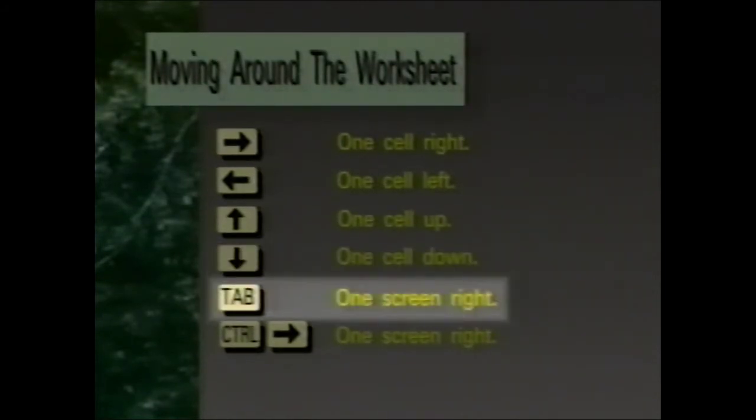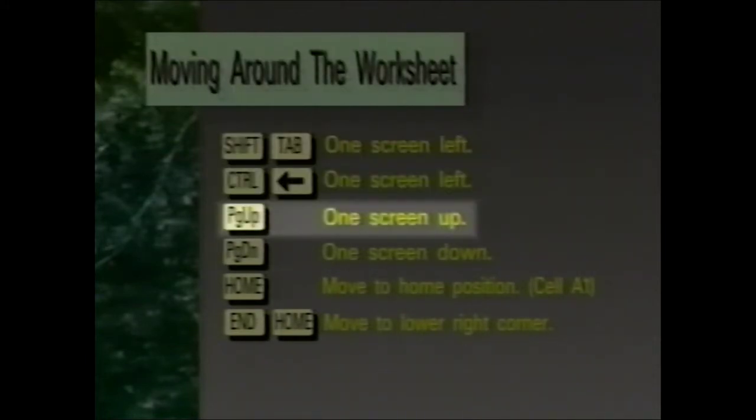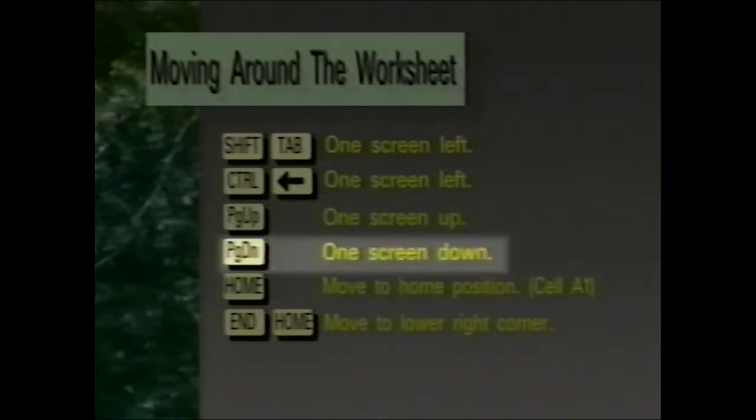By pressing the tab key, or holding down the control key and pressing the arrow right key, the cell pointer advances one screen right. By holding down the shift key and hitting tab, or by holding down the control key and pressing the arrow left key, the pointer moves one screen to the left. The page up key advances the cell pointer up one screen. The page down key moves the pointer one screen down.